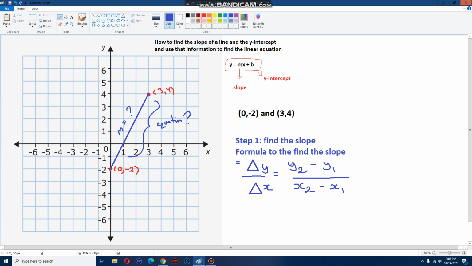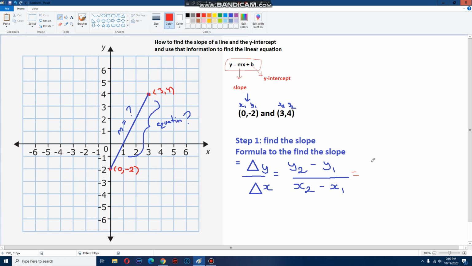Now, in order to find x2 and y2 and y1, x1, you go back to your coordinates. Since this is the first one given to me, I'm going to call this x1 and y1. And since this was the second place, I'll call this x2 and y2. And now that we have our numbers, all we got to do is plug it in and solve, and we will get the slope of a line. So let's plug it in.